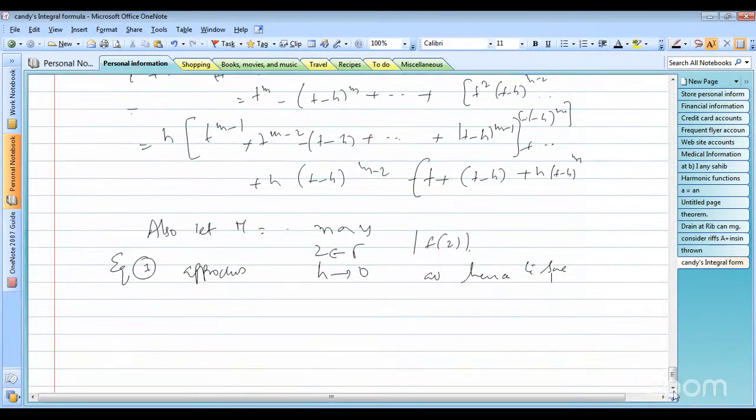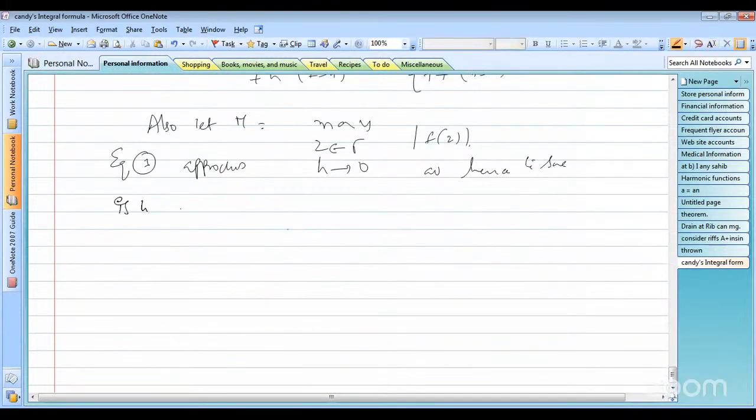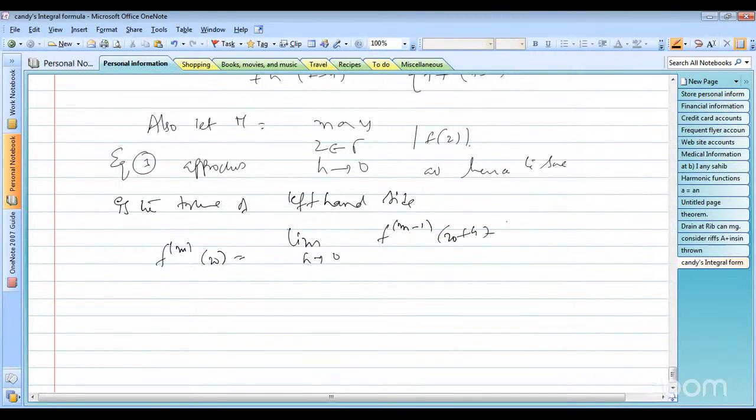The left hand side, I'm taking here, so that is f^(m)(z naught) we are taking here. The limit as h tends to 0, I'm taking here. So for f^(m−1)(z naught plus h) minus f^(m−1)(z naught), that is m−1 to m−1, but z naught plus h minus z naught by h we are taking here. That is n! by 2πi integration over Γ of f(z) by (z−z naught)^(n+1) dz I am taking here.